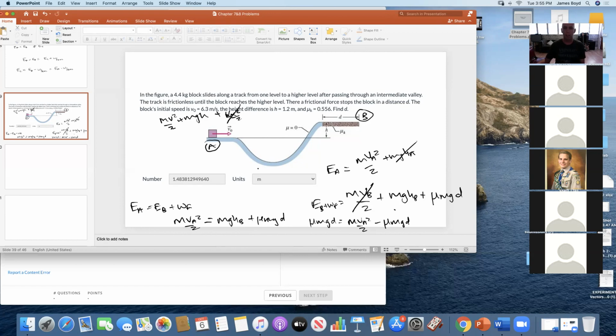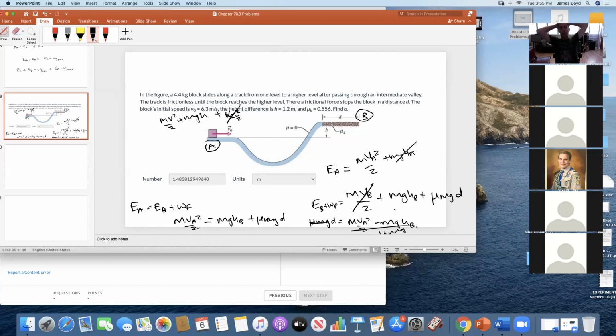Did I write that like that? I'm sorry. This should have been mghb. So we could easily find D by just dividing through this by mu mg. And I'll let you guys do that on your own. It's not hard. But all you have to do is set the energy at each area equal to each other. When there's friction, make sure you put it with the final energy where it came out of.